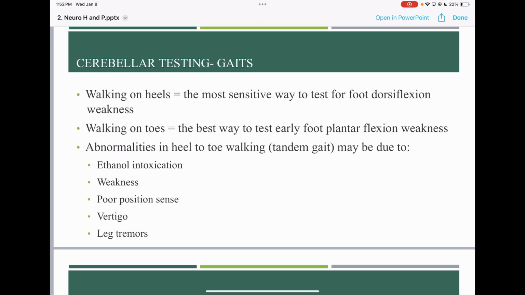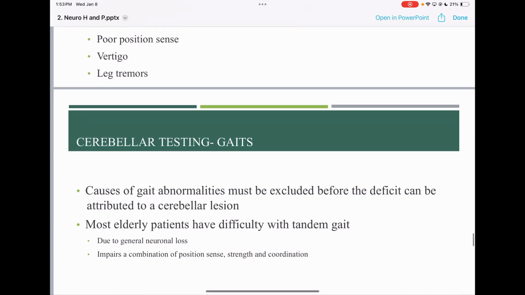Walking on toes is for plantar flexion weakness. How are they at plantar flexion? Can they get up on their heels and tippy toes? Any abnormality in the heel to toe walking, that tandem gait, obviously alcohol intoxication, we talked about that before, poor position sense, vertigo, leg tremors, and so forth.